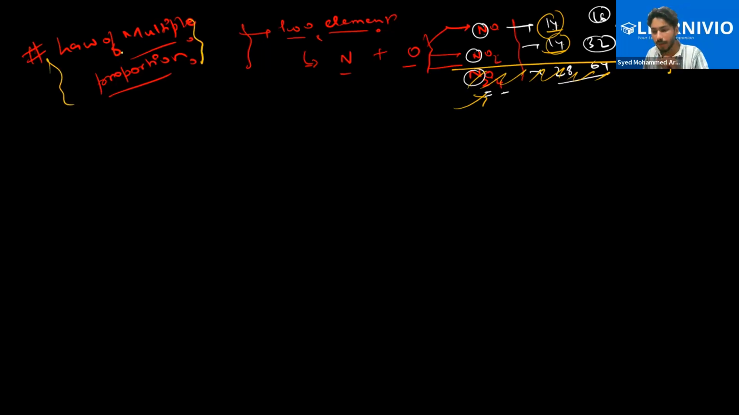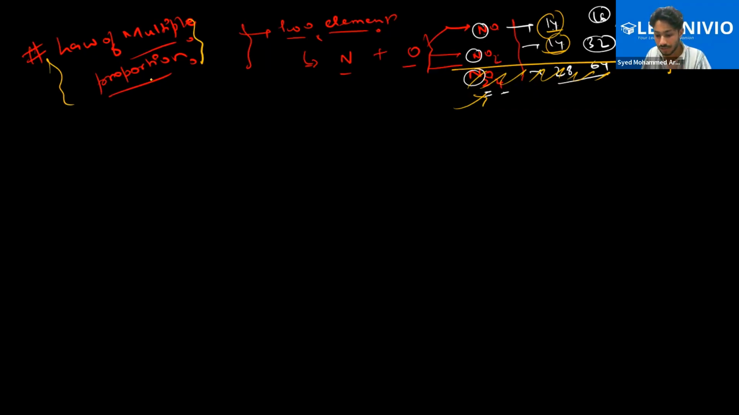Multiple proportion says that if I have two elements, and from these two elements more than two compounds are formed, like N2O or NO2, and more than one compound is formed, then the other element is going to be in a simple whole number ratio. The ratio here would be 1 is to 2 is to 2. So this is my simple whole number ratio.